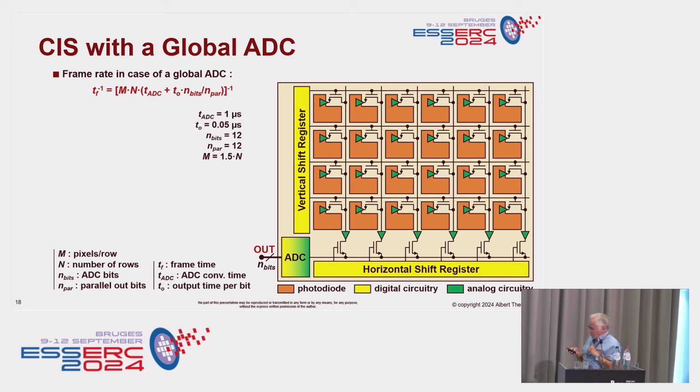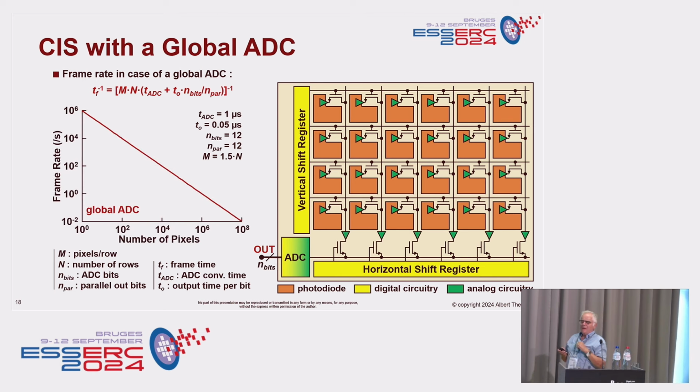If you use this formula, we get the following result for what we call a global ADC, one ADC on the chip, so every pixel, every piece of information has to pass through the same ADC. And this is the curve. You see on the horizontal axis the number of pixels, and on the vertical axis the frame rate, the number of frames that you have in a second. Be cautious, this is a log-log scale, and this is a huge scale. Between 2 ticks we have a factor of 100, by the way, also on the horizontal axis.